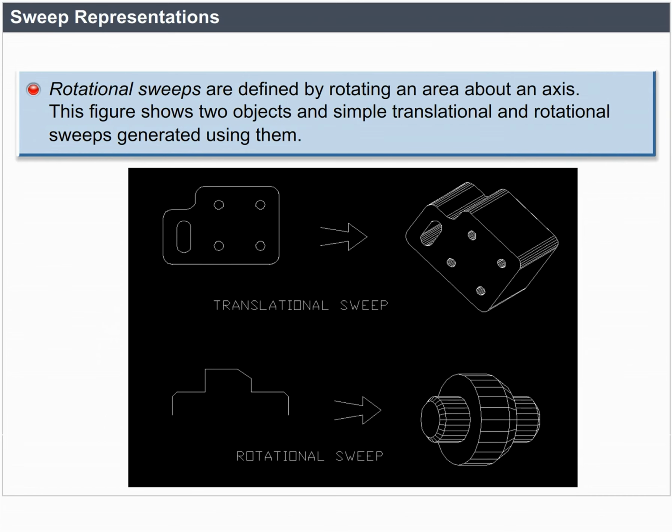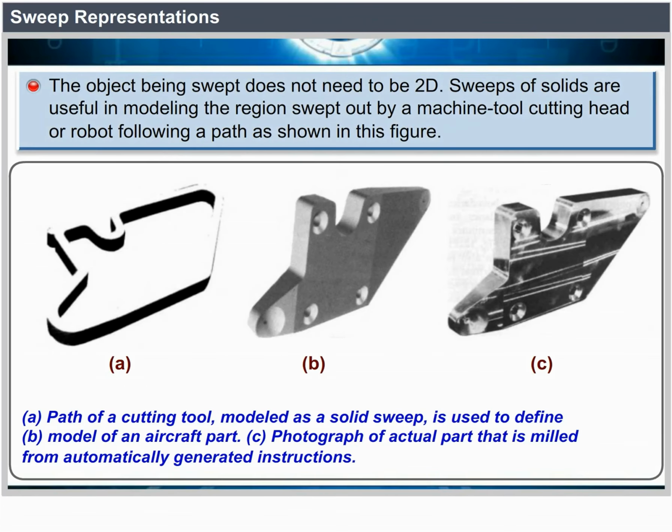The object being swept does not need to be 2D. Sweeps of solids are useful in modeling the region swept out by a machine tool cutting head or a robot following a path as shown in this figure. Path of a cutting tool modeled as a solid sweep is used to define the model of an aircraft part. Photograph of the actual part that is milled from automatically generated instructions.